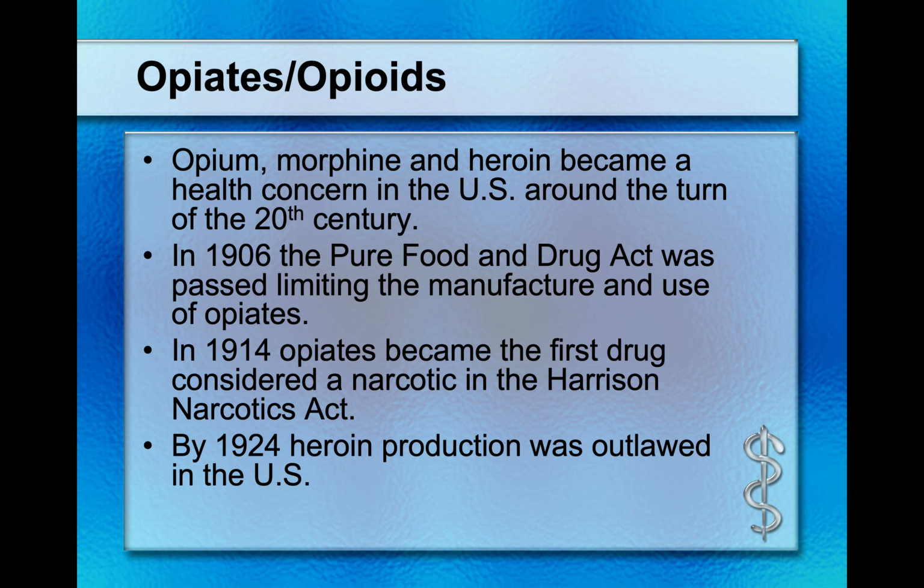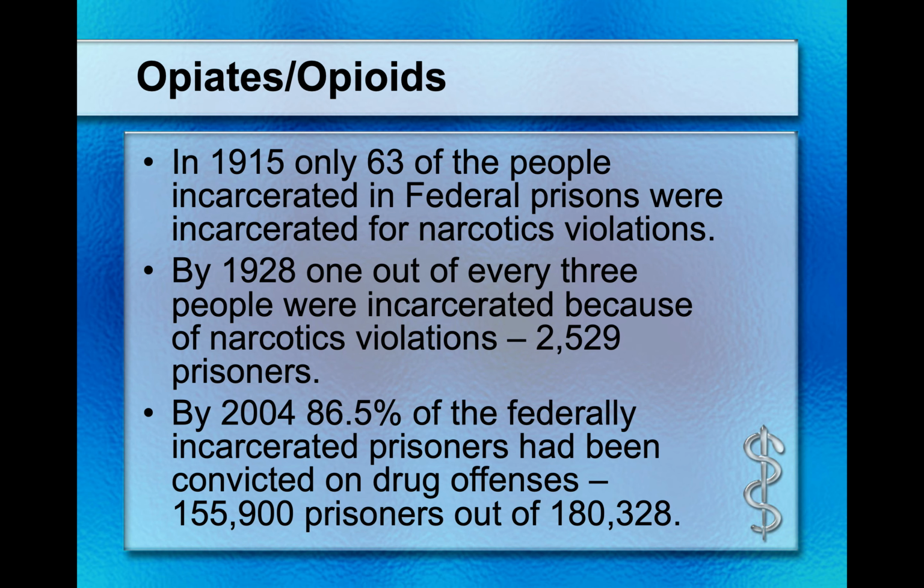English author. Opium, morphine, and heroin became health concerns in the United States around the turn of the 20th century. In 1906, the Pure Food and Drug Act was passed, limiting the manufacture and the use of opiates. In 1914, opiates became the first drug considered a narcotic in the Harrison Narcotics Act. By 1924, heroin production was outlawed in the United States.